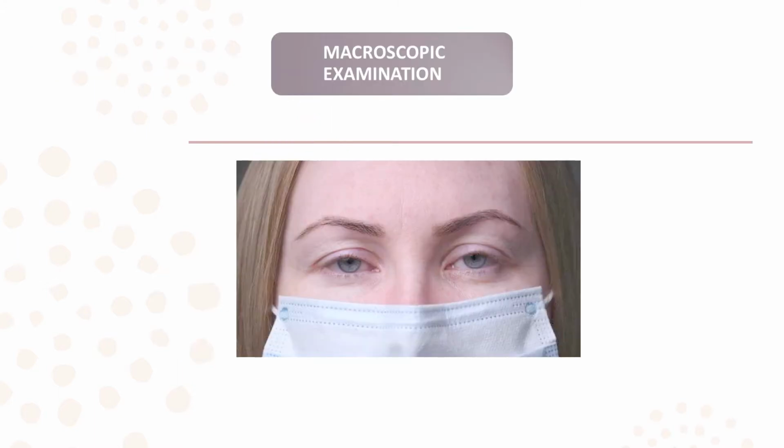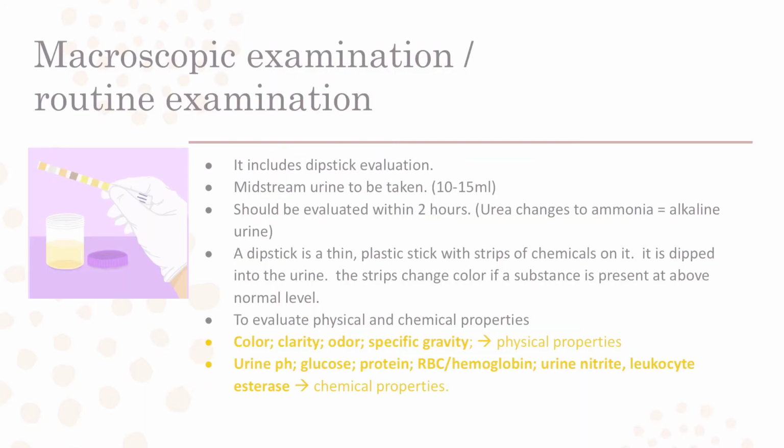So let us start with urinalysis, that is microscopic and macroscopic examination. Macroscopic examination of the urine means with the naked eyes we examine the urine. Macroscopic examination is also called routine examination of urine. So we take a urine sample and we take a dipstick and we dip that dipstick into the urine, and based on the color we measure different values.